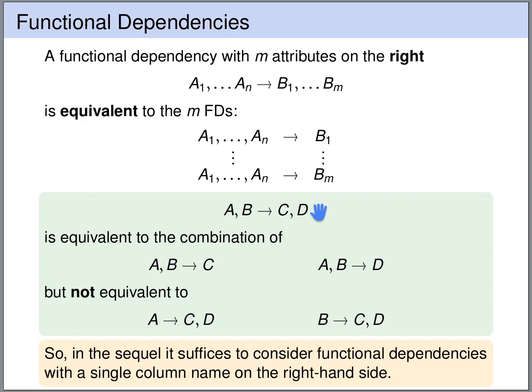So since we can split our functional dependencies to make the right-hand sides into singular attributes, in the sequel it suffices to consider functional dependencies of the shape with a single attribute on the right.